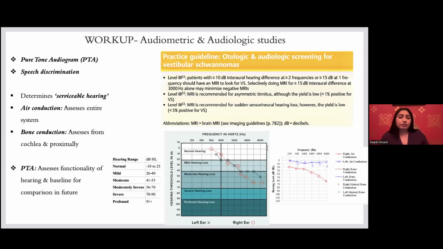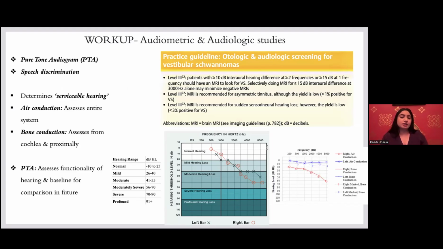So the table on the upper right really is the guidelines for otologic and audiologic screening for vestibular schwannomas, as audiometric testing should be obtained in all patients with a suspected vestibular schwannoma. Baseline studies are helpful for management or treatment decisions for future comparison and to assess the contralateral ear. Pure tone audiogram may be useful as a first-step screening test, assessing the functionality of hearing.